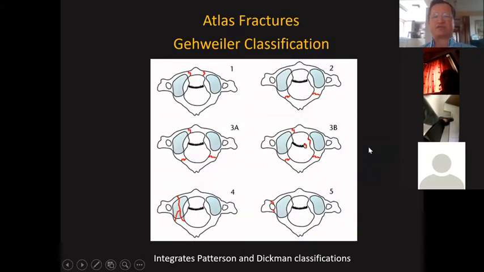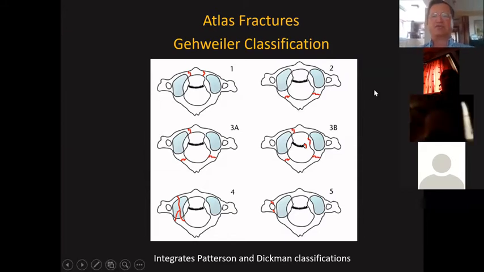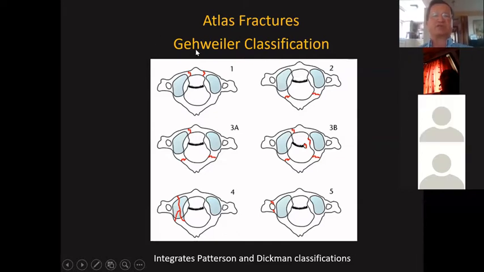Let's come to atlas fractures. Atlas fractures are more common. We all know that Jefferson classified them, but the recent classification from Gehweiler, a German author, describes them in five groups. This classification integrates the Patterson and Dickman classifications.